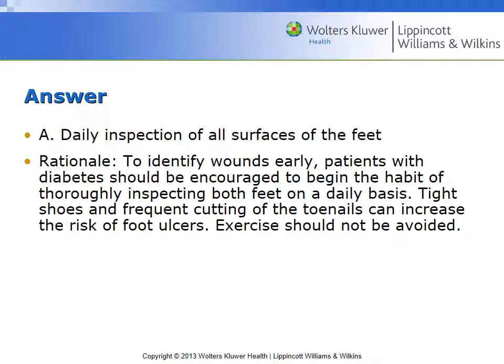Daily inspection of all surfaces of the feet is critical to identify wounds early, and patients with diabetes should be encouraged to begin the habit of thoroughly inspecting feet on a daily basis. Tight shoes and frequent cutting of the toenails can increase the risk of foot ulcers and should be avoided, and exercise should be encouraged in the diabetic patient.